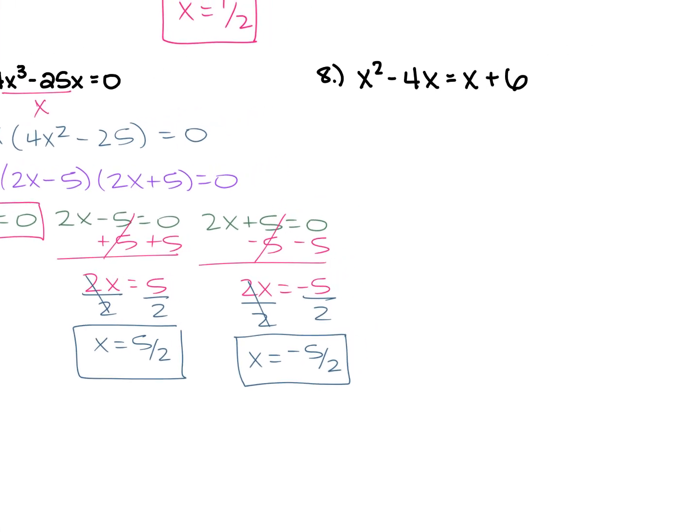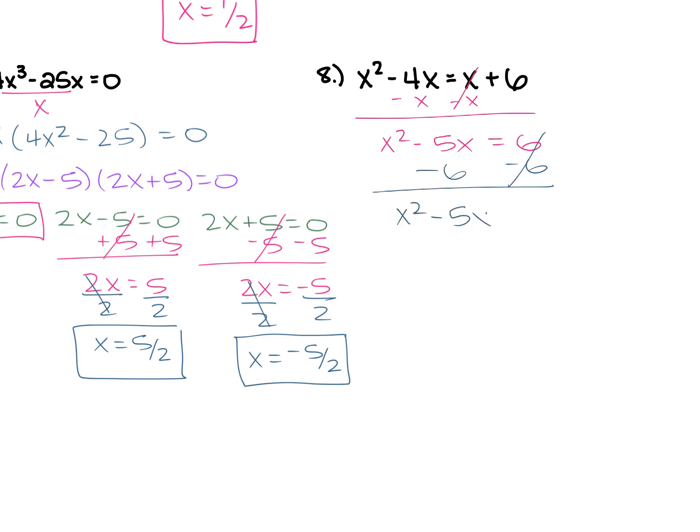For number 8, you have x squared minus 4x is equal to x plus 6. You have an x squared here, you also have an x, so move everything to the same side. If you want to start by moving that x over, you can subtract it from both sides. You'd have x squared, that one doesn't cancel. This one cancels. X squared minus 5x is equal to 6. From here, you'd move your 6 over by subtracting it from both sides to get x squared minus 5x minus 6 is equal to 0.